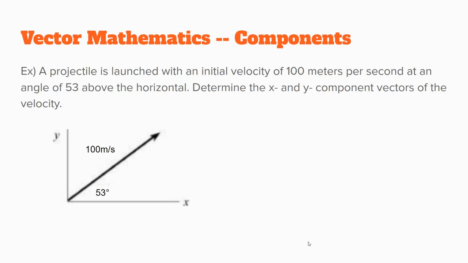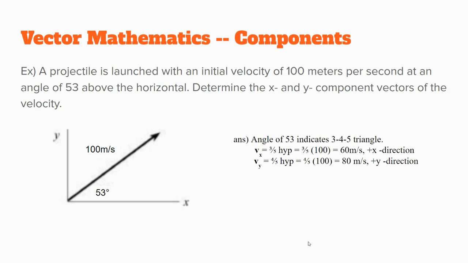A projectile is launched with an initial velocity of 10 meters per second at an angle of 53 degrees above the horizontal. Determine the x and y component vectors of the velocity. Okay, if you're not finished, please stop this video and resume your work.